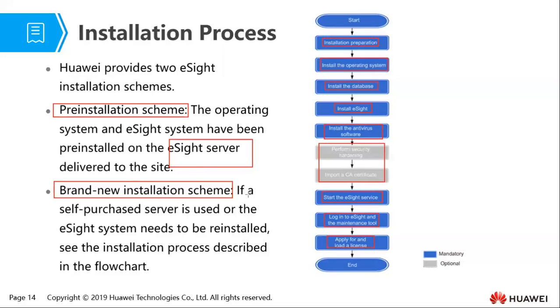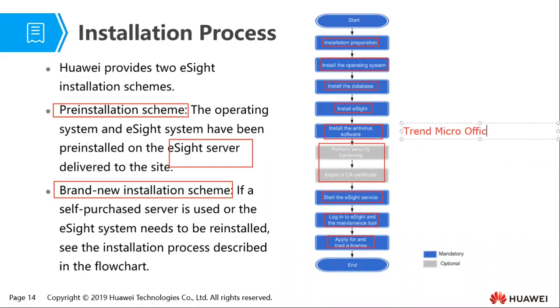Then you have the brand new installation scheme. If a self-purchased server is used or the eSight system needs to be reinstalled, then you're going to perform a brand new installation. So for the brand new installation, this is the process, whatever you're seeing here on the flowchart.